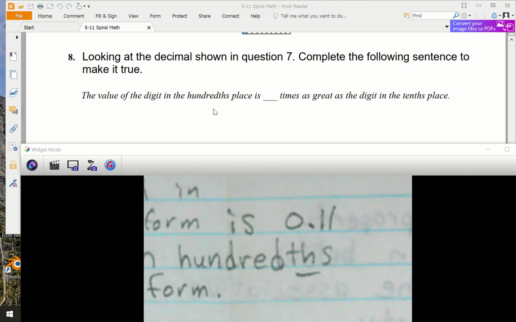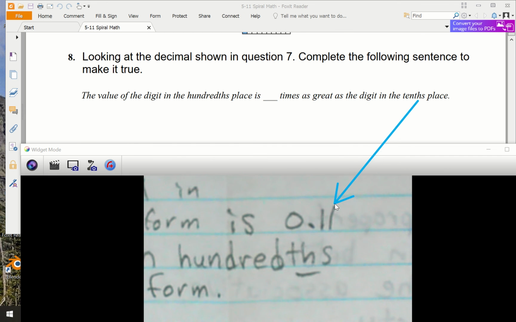So the sentence is asking us to look at the value of the digit in the hundredths place, which is the last one right here. We want to compare it to the digit in the tenths place, which is the other one, on the left of the hundredths place. How much smaller is this one than this one? How much smaller is the hundredths place than the tenths place? Now it says here blank times as great.